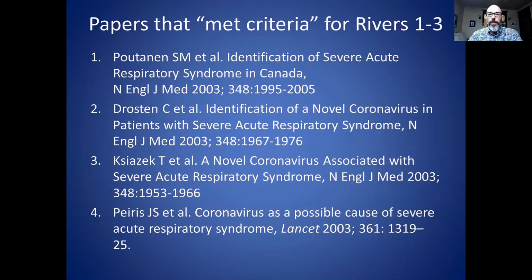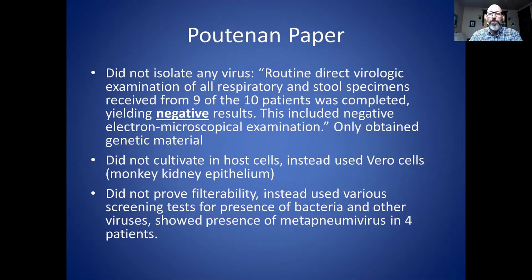So here are the 4 papers that I mentioned that are footnoted that supposedly satisfy the first 3 criteria of Rivers. So Puhtanen, Drosten, Kaziacek, and Paris. And please forgive me if I'm mispronouncing any of those names. And these are all about the SARS coronavirus from 2003. So let's look at the Puhtanen paper first. So they did not isolate any virus, the first step.